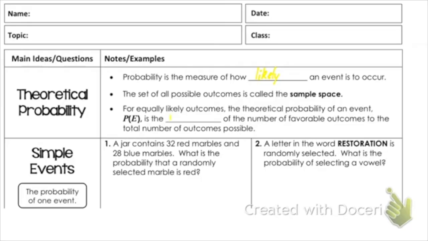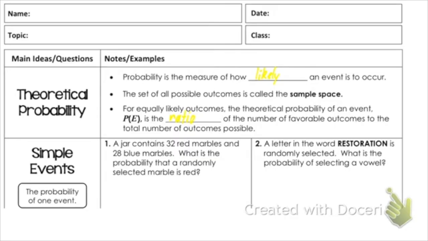And it's the ratio of the number of favorable outcomes to the number of total outcomes possible. And we'll explain that in a moment. So here's an example, okay, of what we call a simple event. A simple event is just one thing happening. So you have a jar that contains 32 red marbles, 28 blue marbles. You want to know what's the probability or likelihood that you randomly draw a red marble.